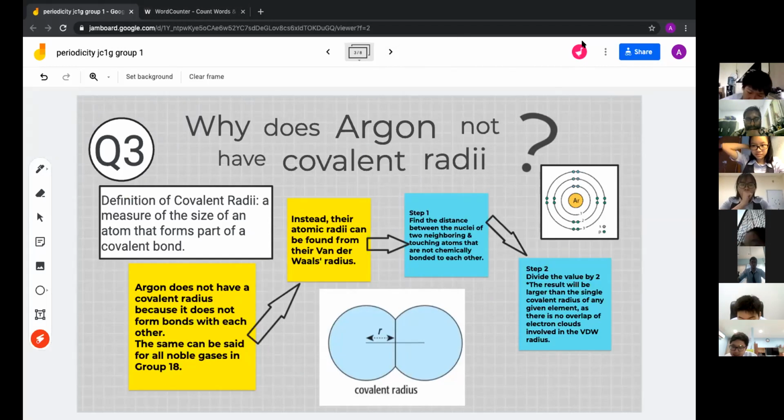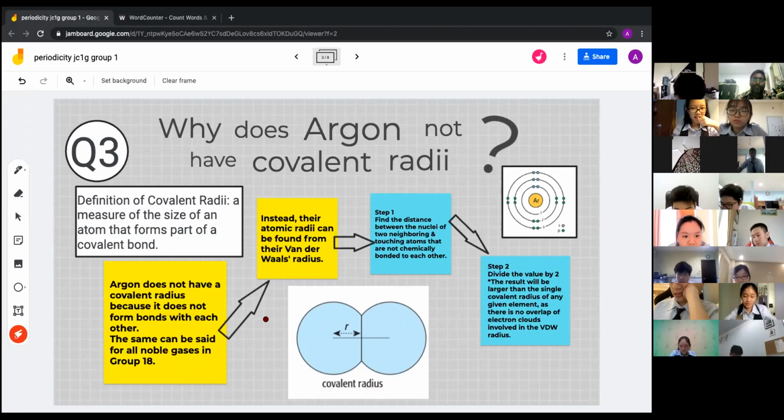There's a question of why argon does not have a covalent radius. Before I answer that, let's see what a covalent radius is. A covalent radius is a measure of the size of an atom that forms part of a covalent bond. It's usually measured in picometers. If you add two covalent radii together, you get the covalent bond length between the two atoms. Argon does not have a covalent radius because, as a noble gas of group 18, it does not form bonds with one another.